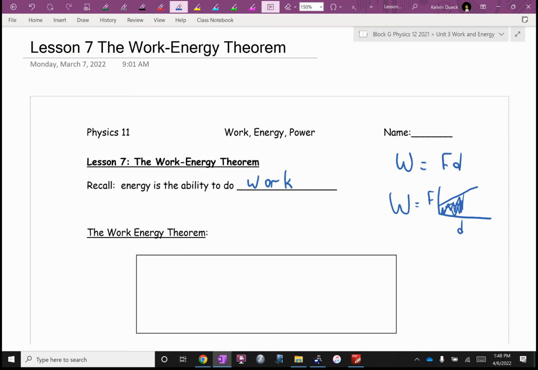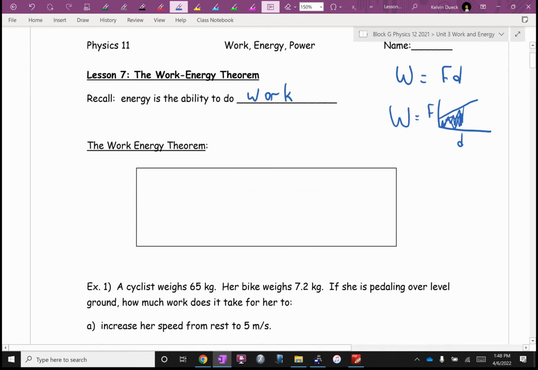It's the last one I try because it's a little cumbersome, but we'll be using it a fair bit, and it's the work energy theorem. The third definition of work says this: work is equal to the change in potential energy plus the change in kinetic energy. That's how much work you've done on an object.